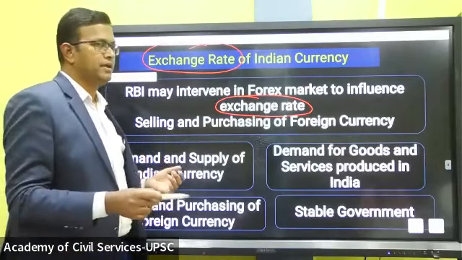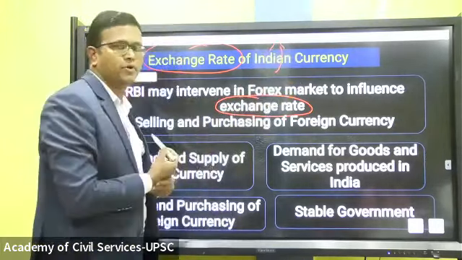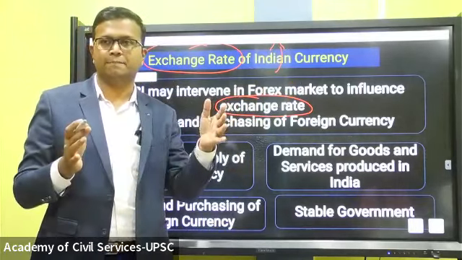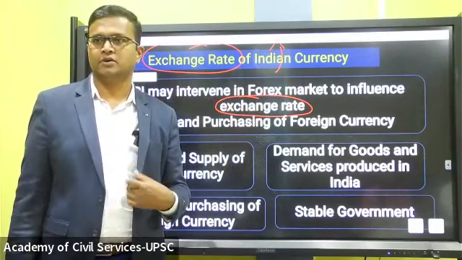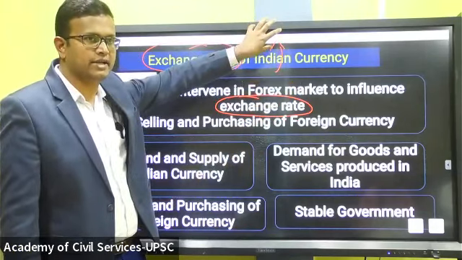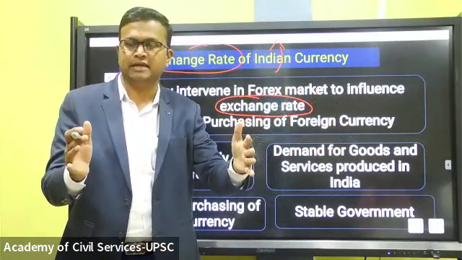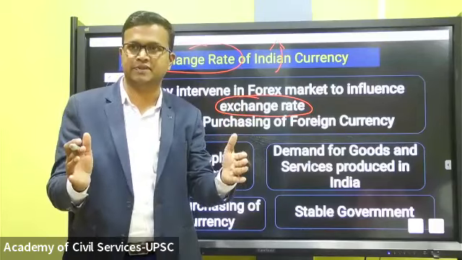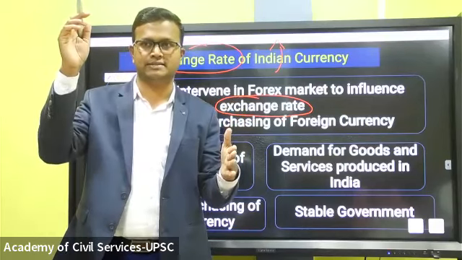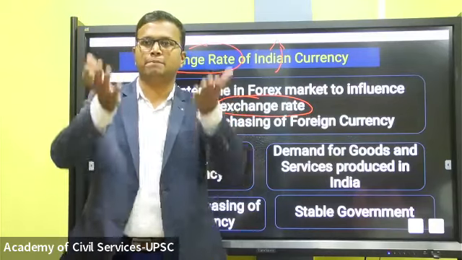For example, imagine if RBI increases the repo rate, reverse repo rate, bank rate, what will happen? In the market, will money supply expand or contract? Contract. We have studied this already. If RBI increases the monetary policy rates, in the market, money supply contracts. Contracts means reduces. That means the supply of Indian currency reduces. When the supply of Indian currency reduces, does the demand for Indian currency increase or decrease? Increases. When demand for Indian currency increases, the currency's value appreciates.